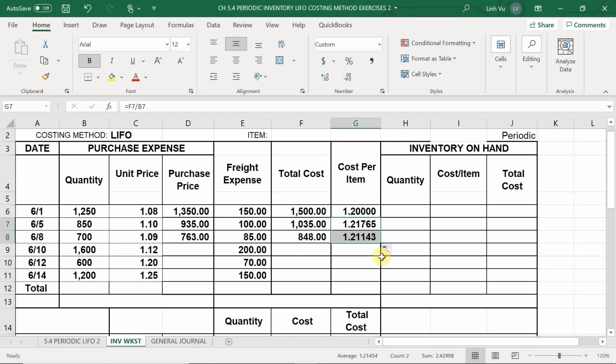So then on June 10, we purchased 1,600 units at $1.12. So what's my total purchase price here? $1,792 plus $200 worth of freight. $1,992, bringing my cost per item to be 1.245. Okay, so here we have a split penny right here. So you could either choose to round up or round down, because that's the trick about having that rounded penny.